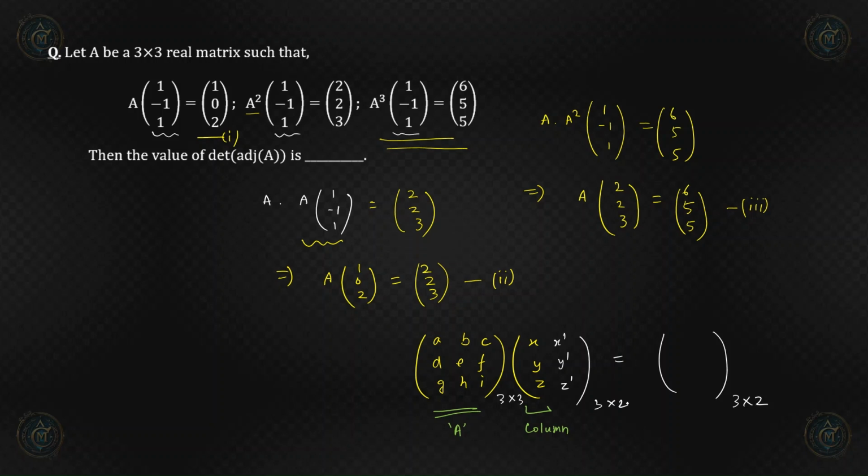So we can clearly see, if I take the product of this matrix with this column, we will get this column, right? And when we take the product of this matrix with this column, we get the column as this column. Okay, that is the idea here.